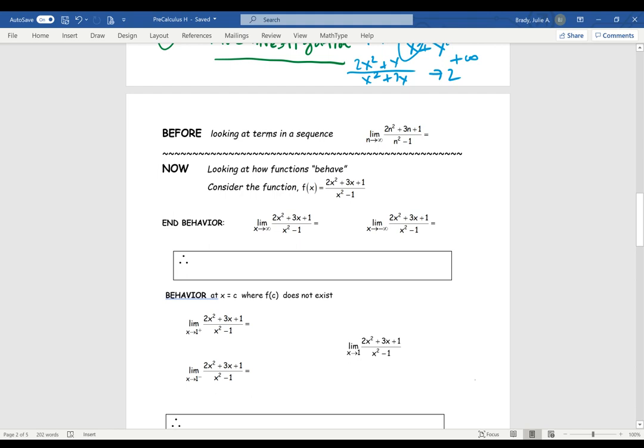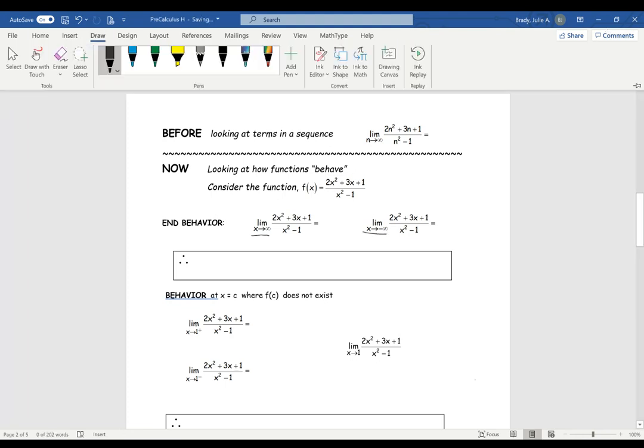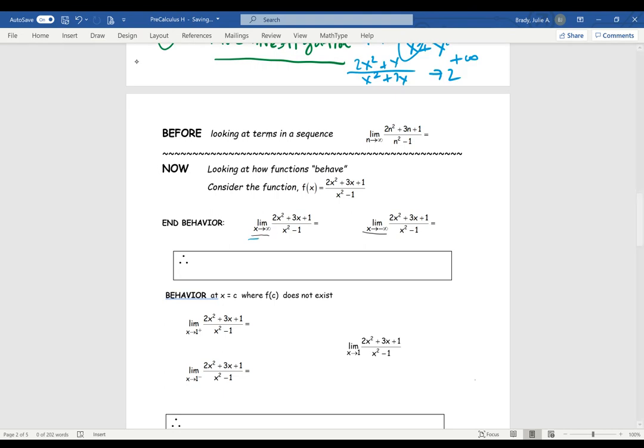Okay, so let's look at this function. So we've got a rational function. If we're looking at the ends, so we're looking at the ends now. Since it's rational, we know this function behaves like 2x squared over x squared, which is equal to 2. So we know both these limits are 2.